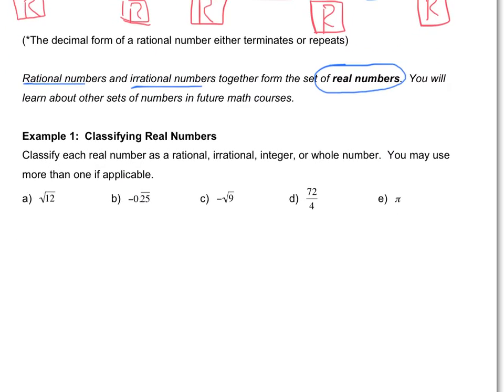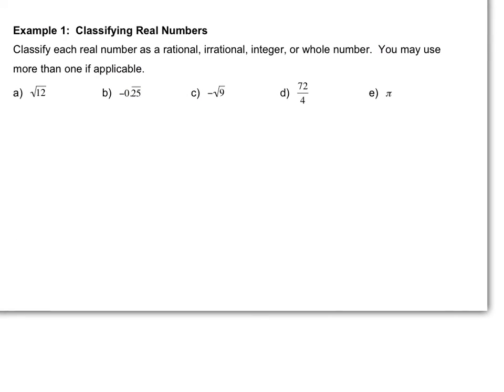So next, we want to look at classifying real numbers. We want to look at whether these real numbers are rational or irrational, an integer or a whole number. So really, your first thing is going to be to decide rational or irrational. When I look at the square root of 12, it's not a perfect square, so this is going to be irrational. Once we say that it's irrational, it can't be an integer, and it can't be a whole number. So we're done.